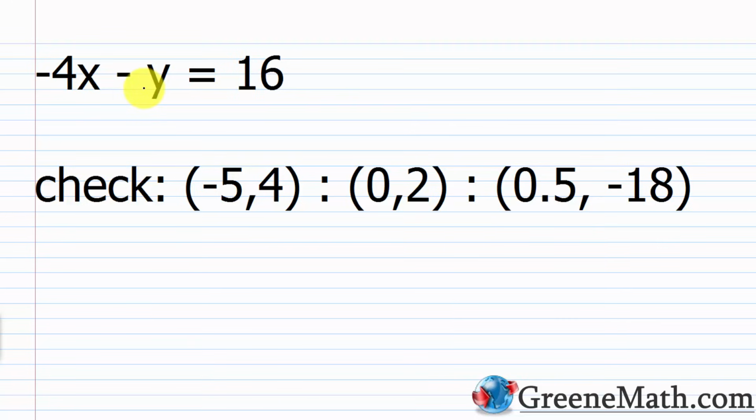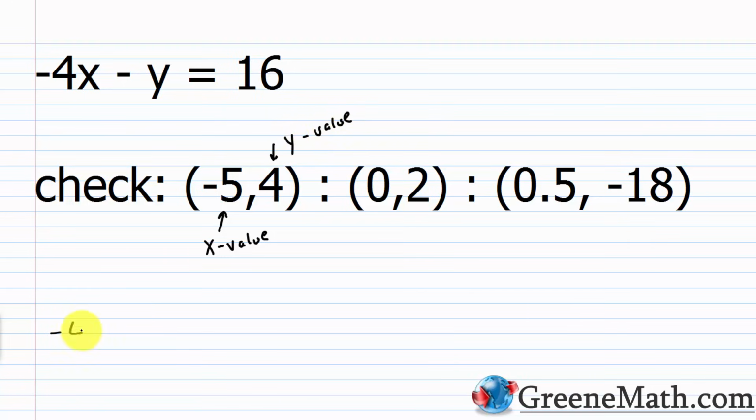All right, let's take a look at some problems now. We have negative 4x minus y equals 16. And we're going to check each ordered pair and see if it's a solution to the equation. So we have our first ordered pair, which is negative 5, 4. Again, the left value is the x value. The right value is the y value.